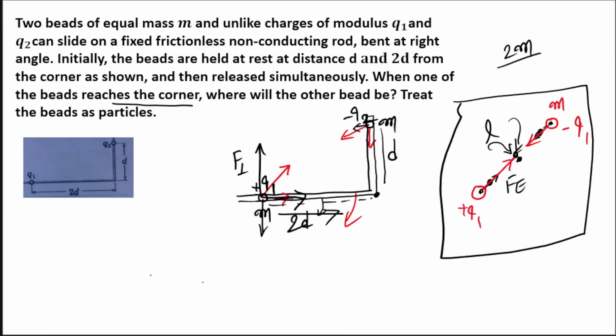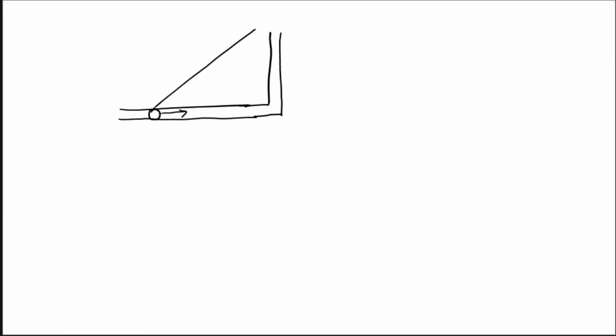Okay, so in this question the simple thing is that whatever electrostatic force is acting on the two beads, only their components along the structure will help them move. So if this is the bead, and the electrostatic force is acting in this direction, let us draw it here.